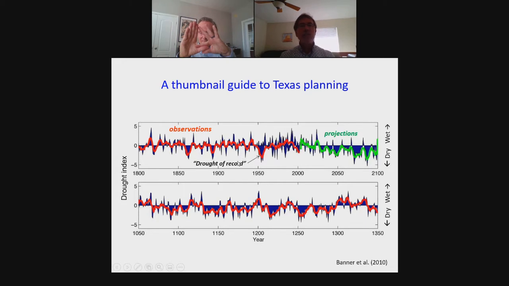And that's because that's what the Texas state legislature takes into account in planning. State level planning is done only by looking at the instrumental record. It ignores the projections going forward, and it ignores the proxy record from the past.